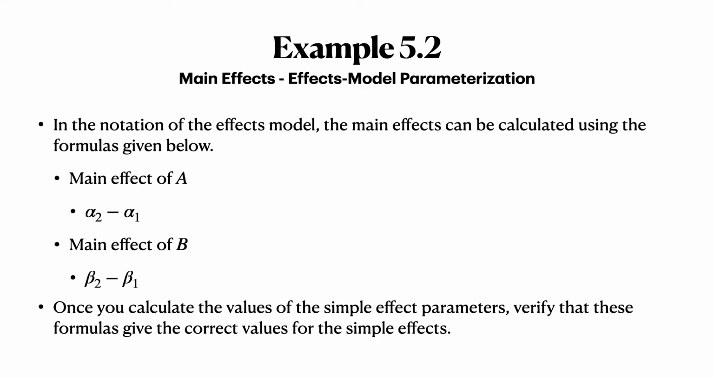All right, and then in the notation of the effects model, the main effects can also be calculated using the formulas given below. The main effect of A can be calculated as alpha 2 minus alpha 1, and the main effect of B can be calculated as beta 2 minus beta 1. Now, if we're given the alphas and the betas, we can use these formulas to calculate the main effects of A and B. But again, we were not given those values in this example.